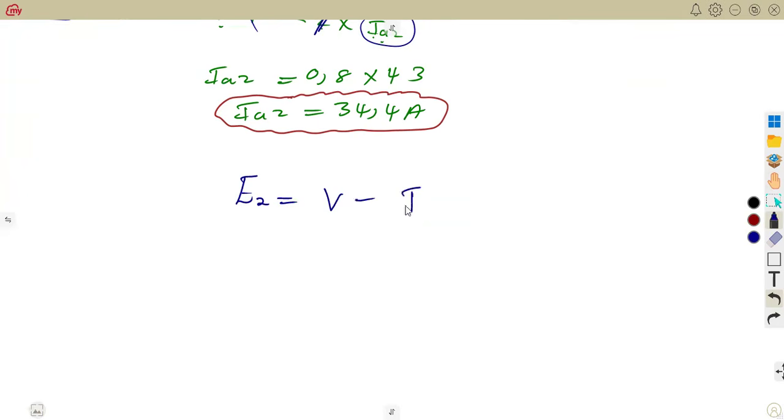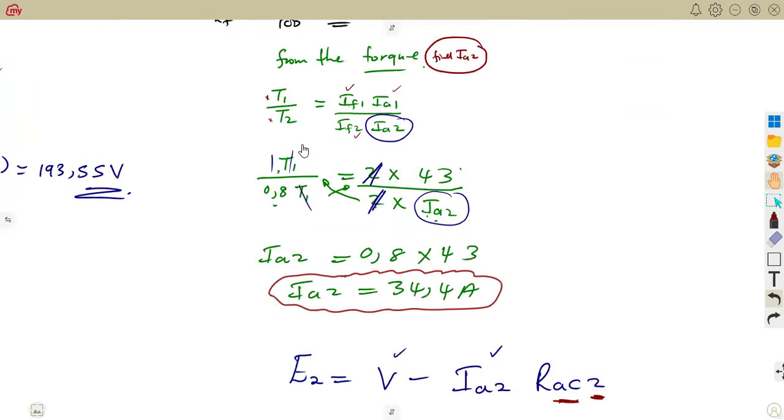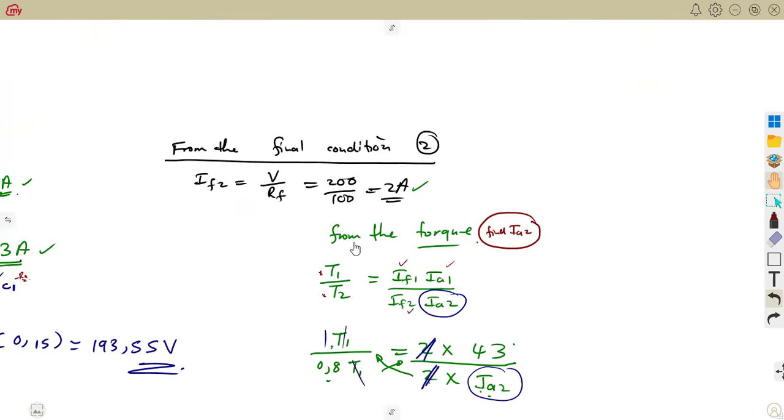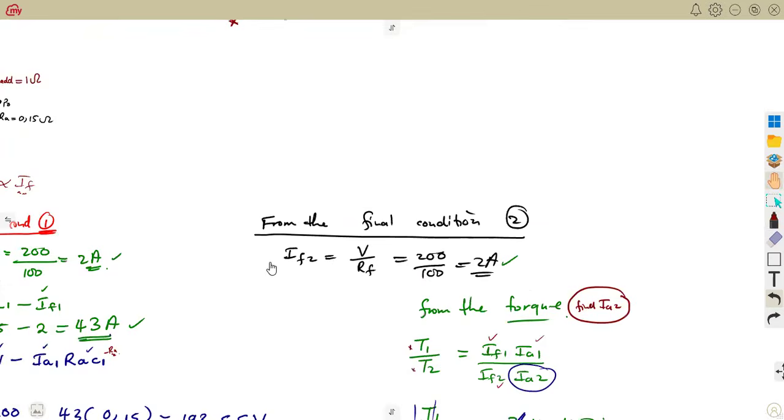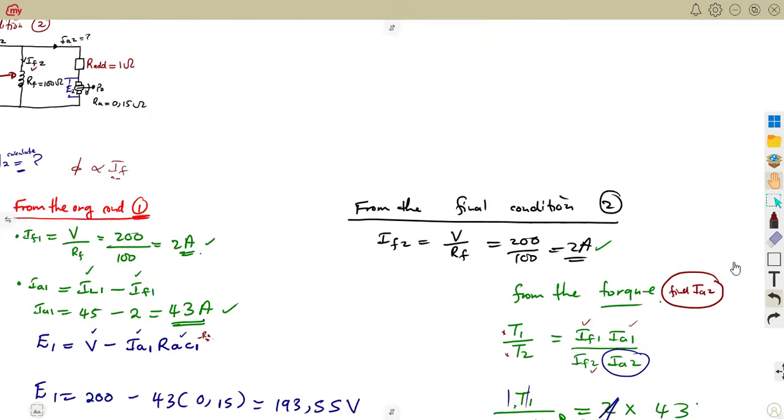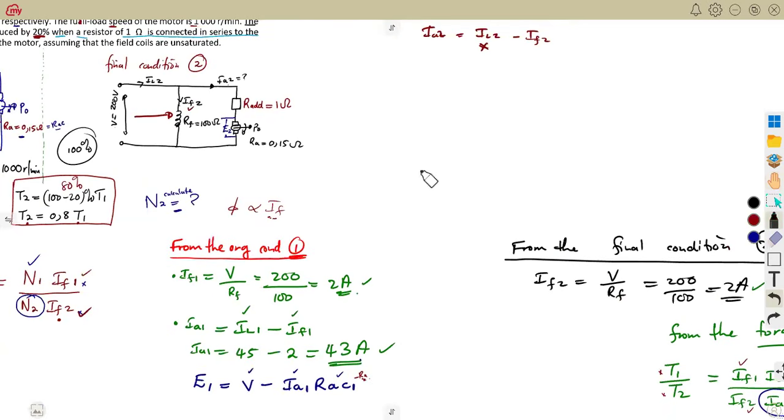That is V minus armature current 2 times the resistance of the armature circuit 2, as you are to consider that this is a motor. So all these are there. What is the resistance of the armature circuit considering the final condition? This is where those resistors now play a role. You have to check what it is that you had on our diagram. Remember, your final condition here.